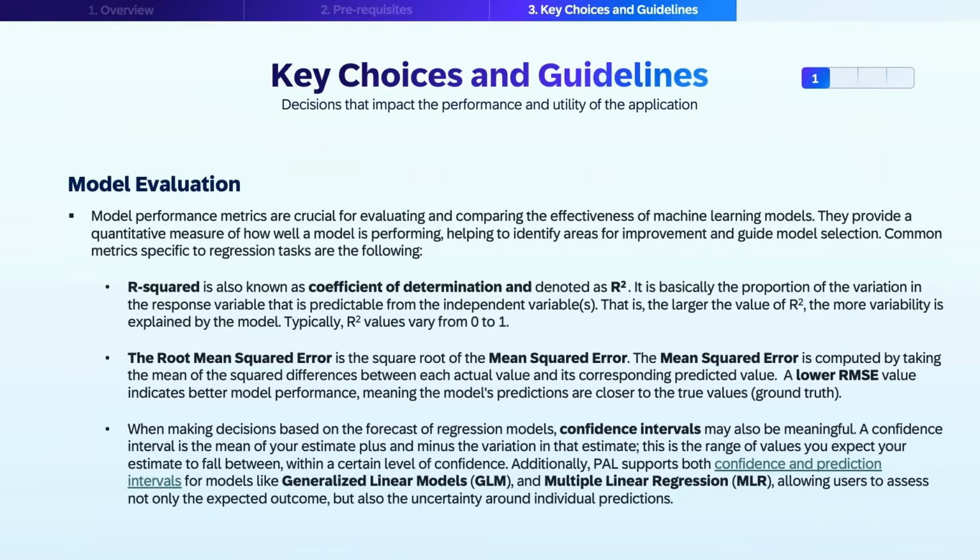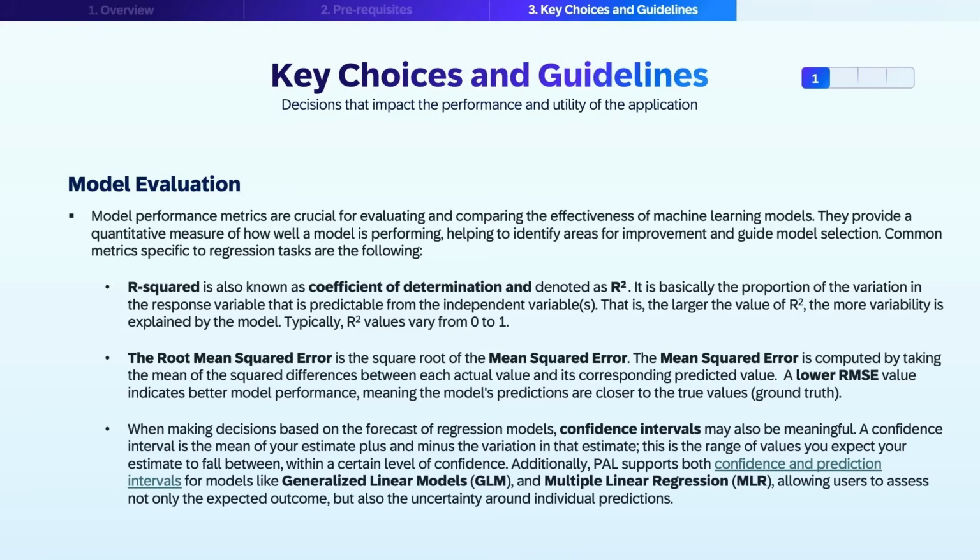Let's discuss key choices that impact the performance of your regression scenarios. Model performance metrics are crucial for evaluating and comparing the effectiveness of machine learning models. They provide a quantitative measure of how well a model is performing, helping to identify areas for improvement and guide your model selection. Common metrics specific to regression tasks are the following.